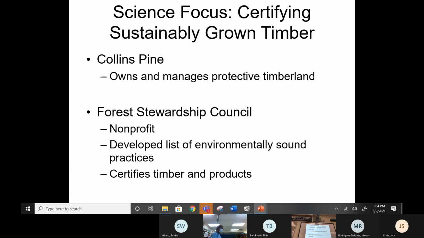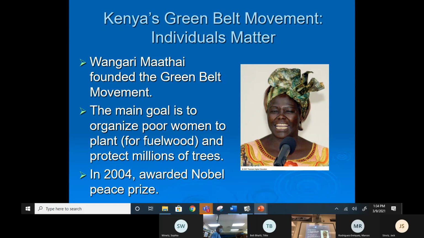Oh, there it is. I was just talking about the Forest Stewardship Council, right? Let's see, individuals matter. So this gal founded the Greenbelt movement. Organized poor women to plant fuel wood and protect trees. And she was awarded the Nobel Peace Prize. So good for her.